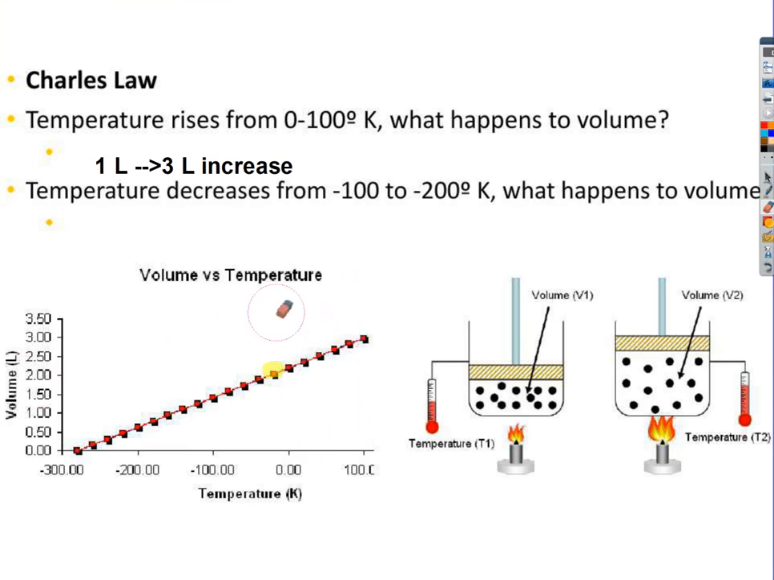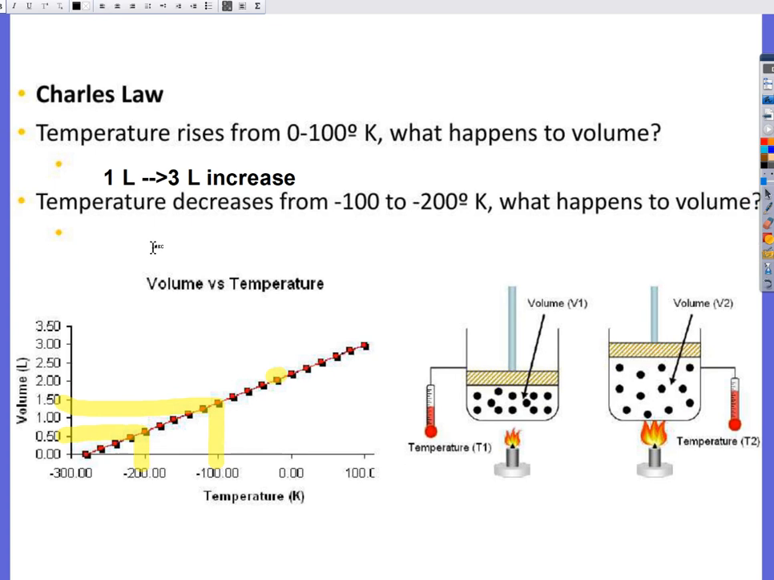The next one, we're looking at temperature decreasing from negative 100 to negative 200. So at negative 100, the volume should be about 1.5, and at negative 200, it's about 0.6. So you went from 1.5 to 0.6. So your number is getting smaller. That is a decrease.